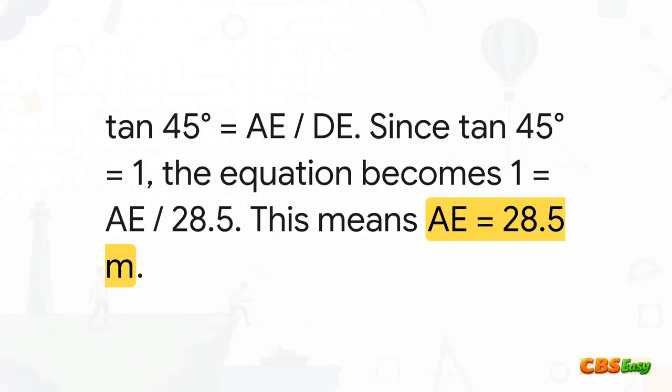And now we're at step 4. We just have to plug in the numbers and solve. We set up our equation. Tan of 45 degrees equals AE divided by DE. Now here's the best part. Tan of 45 is just 1. It makes the math so easy. So our equation is just 1 equals AE divided by 28.5. A little multiplication, and boom, we get AE equals 28.5 meters.